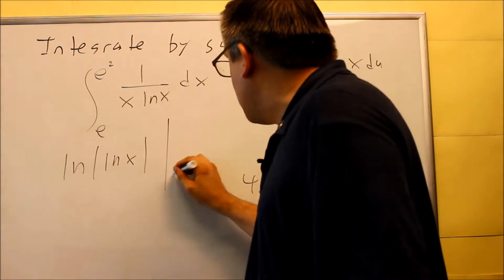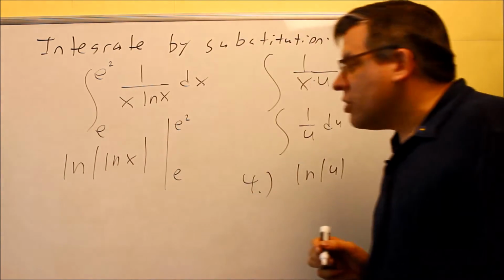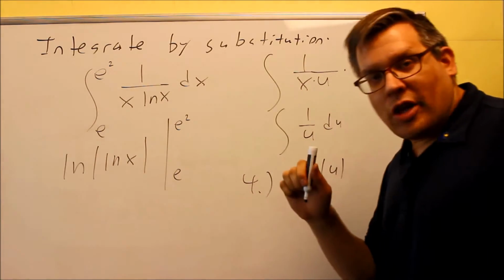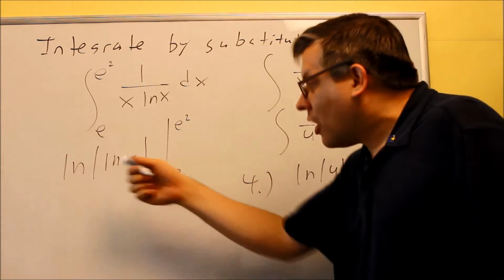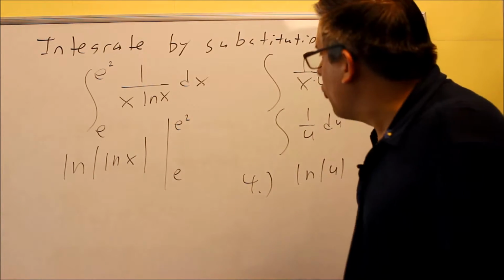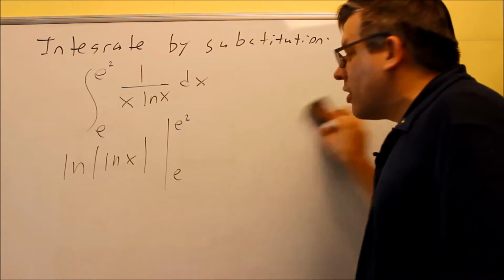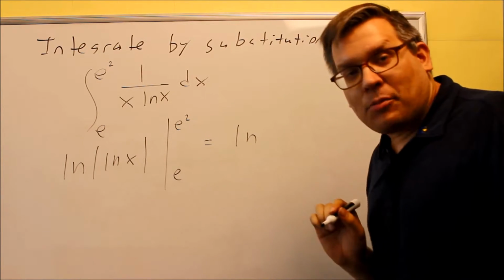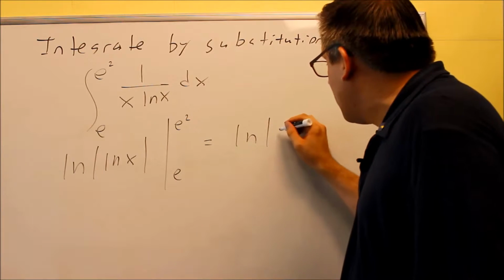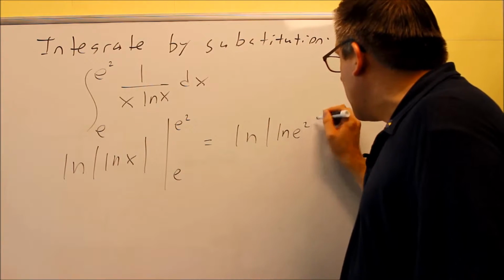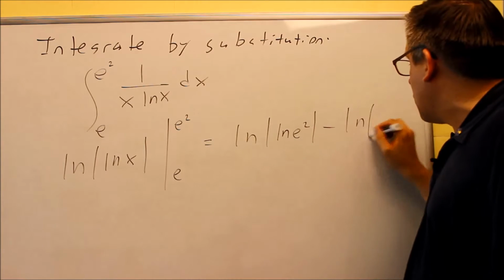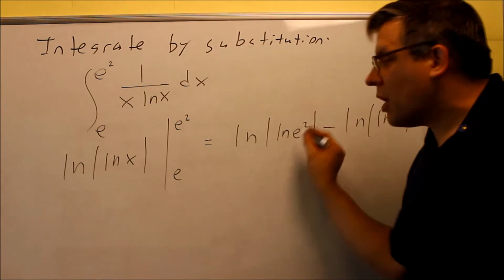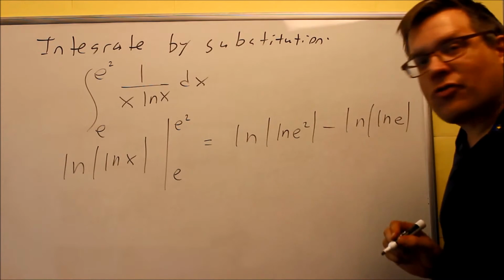Then that's going to be from e to e squared. So this is not multiplication. I'm not taking ln times ln. I'm taking natural log of a natural log. So we have to be careful when we put our numbers in there to get the answer. First, you put in the top number. So I have natural log of the natural log of e squared inside there, minus the natural log of the natural log of e. We have to just remember how we calculate these from pre-calc.